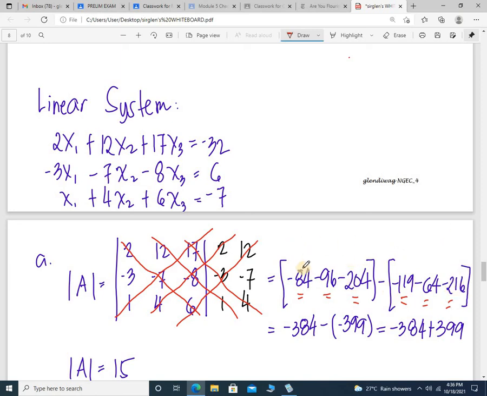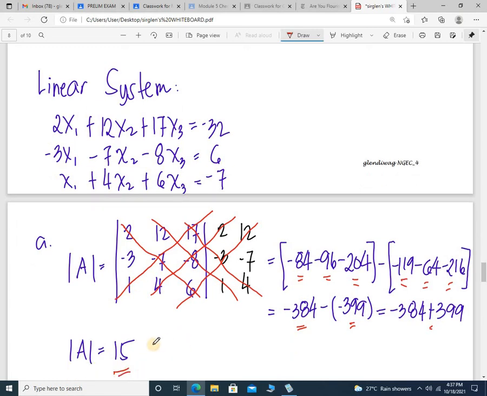I now simplify the first grouping. This is negative 384. And then the operation is a minus. And then the second grouping is negative 399. Simplifying this, a negative and negative would be positive. The result now is 399 minus 384, and I have a value of 15. Now, since this is not equal to 0, we can proceed to step 2.